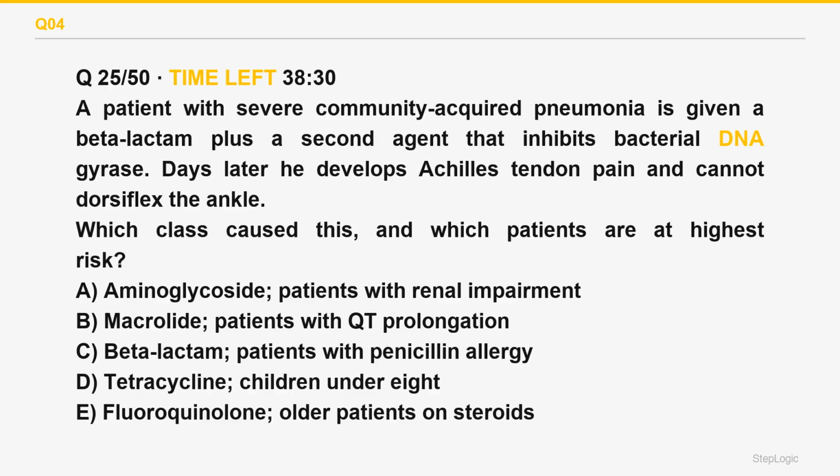Which class caused this and which patients are at highest risk? A patient with severe community-acquired pneumonia is given a beta-lactam plus a second agent that inhibits bacterial DNA gyrase. Days later, he develops Achilles tendon pain and cannot dorsiflex the ankle. Read the command, the class, and the highest risk patients. The enzyme name in the stem identifies the class before the toxicity is even considered.